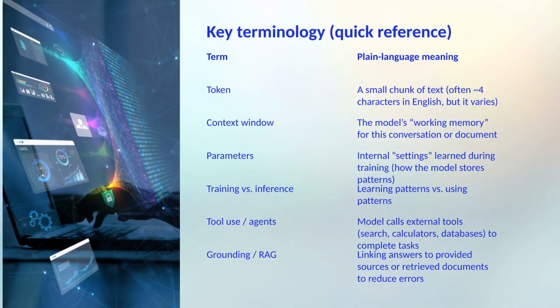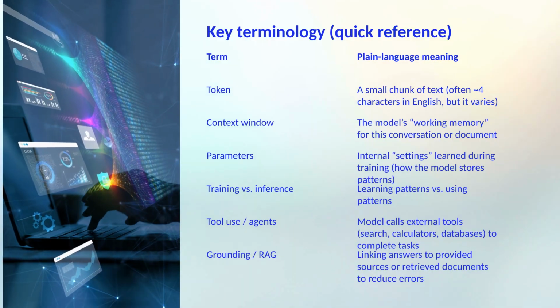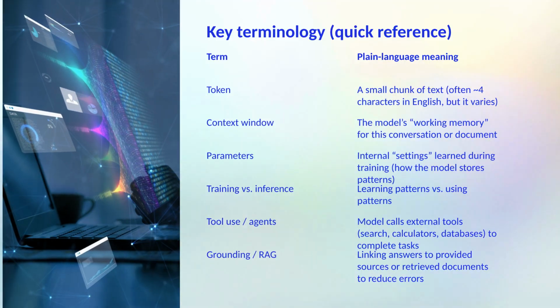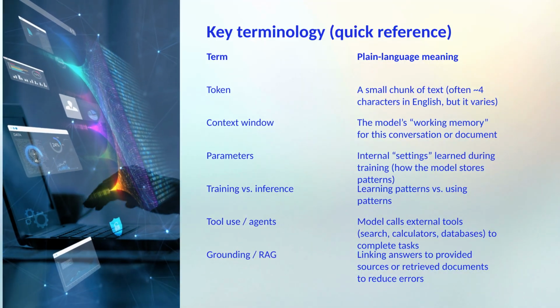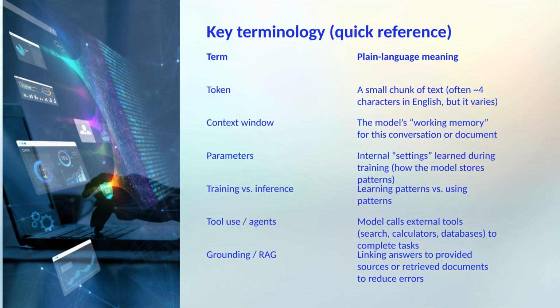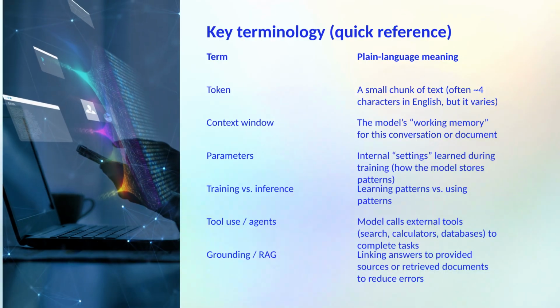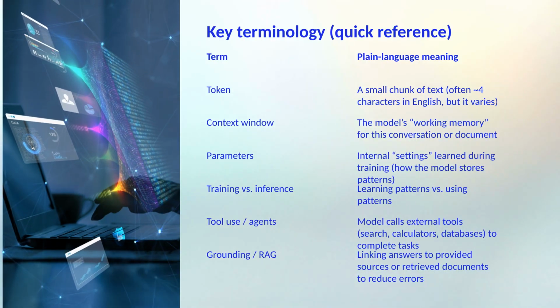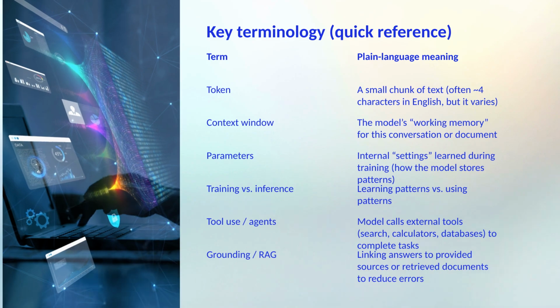Training is when the model learns patterns. Inference is when it uses those patterns to answer your prompt. Tool use or agents means the model can call outside tools, like search, calculators, or databases, to finish a task. Grounding or RAG means the model ties its answer to provided or retrieved sources, which helps reduce made-up or unsupported claims.